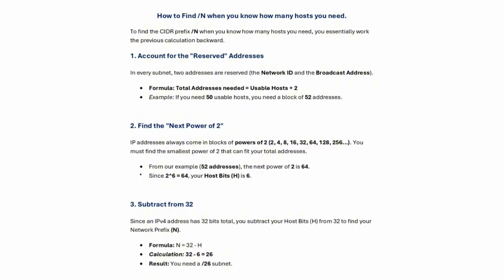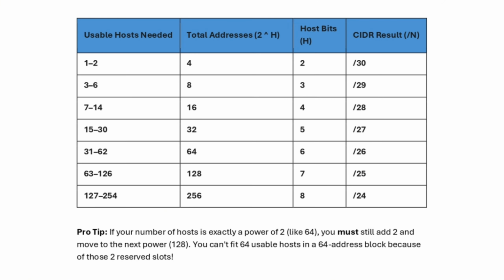Step 3 is subtracting from 32. Since an IPv4 address has a total of 32 bits, just subtract your host bit h from 32 to find your network prefix n. So the formula is n equals 32 minus h. The calculation would be 32 minus 6, which equals 26. So the result would be a /26 subnet. So here is the table that shows how to calculate that.